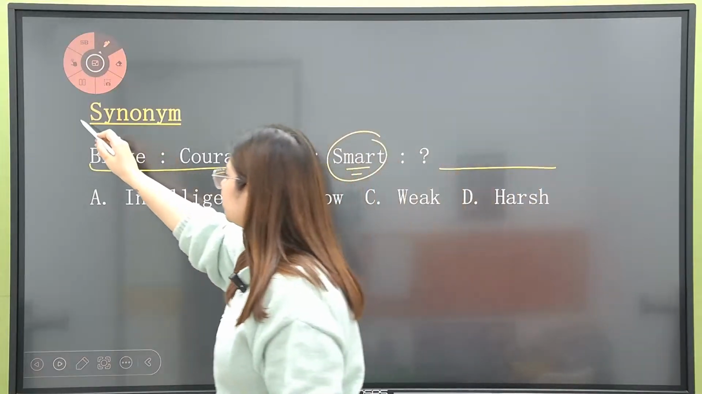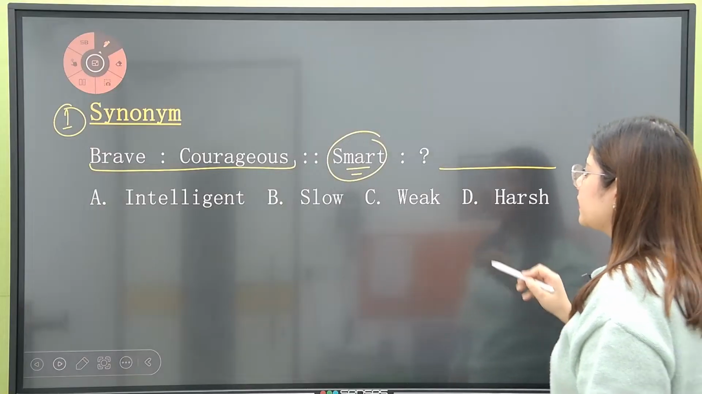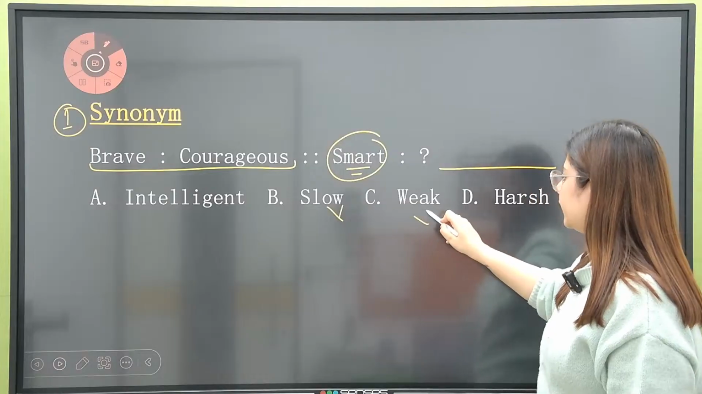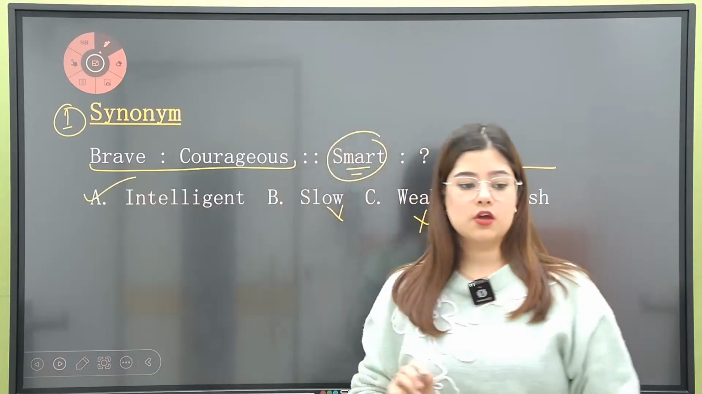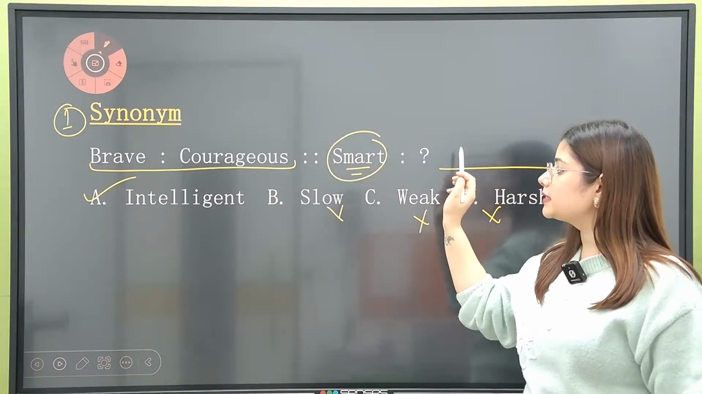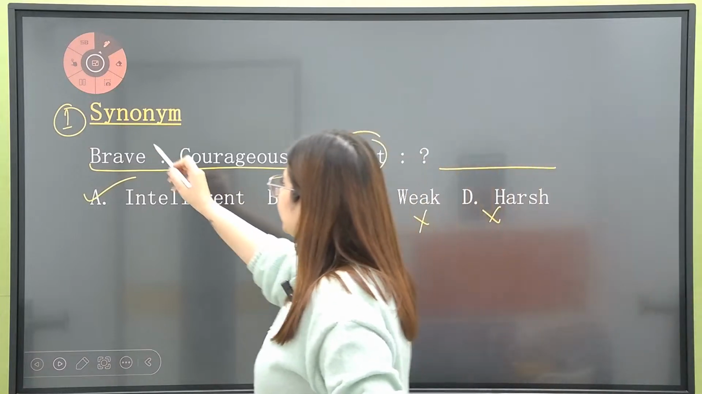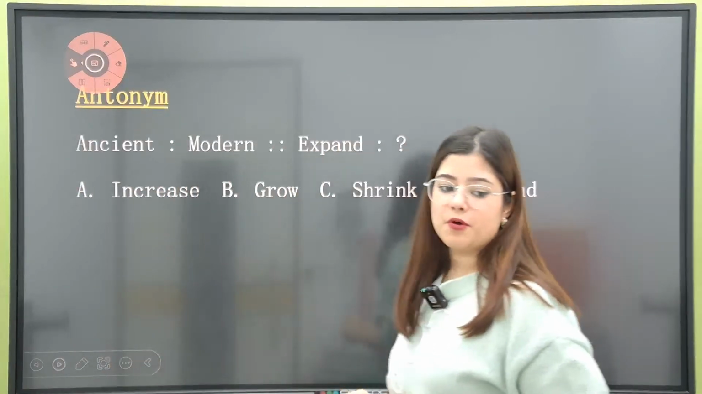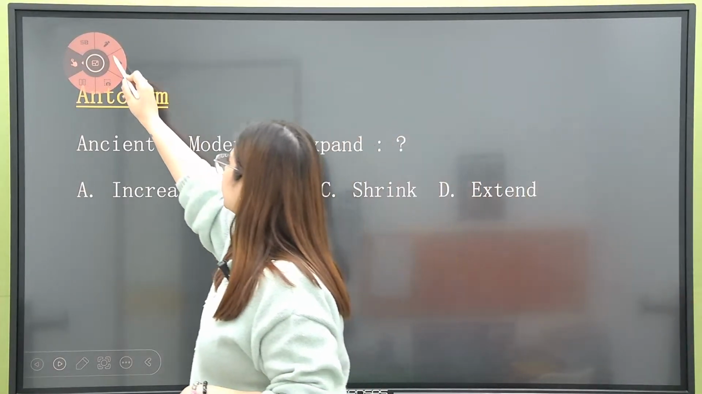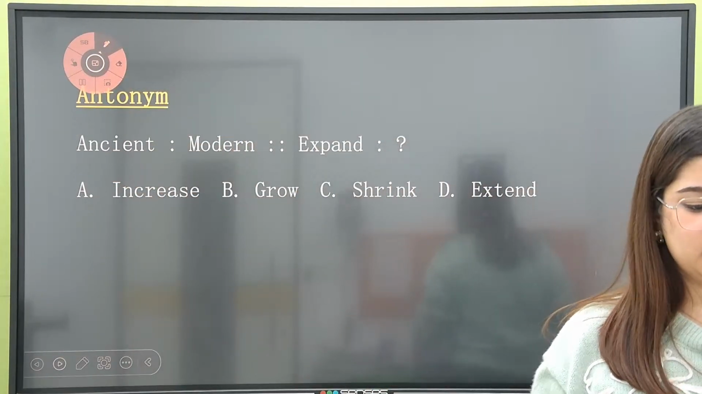Here, the first type of relationship that we are going to discuss is synonyms. Okay, so now smart: intelligent, slow, weak, harsh. Incorrect, incorrect, incorrect, correct. So A is going to be my correct option. Brave is to courageous, such as smart is to intelligent. And the type of relationship here is synonyms. Next type of relationship could be antonyms. Ancient is to modern. Now we're talking about opposite words, words that are opposite in meaning.